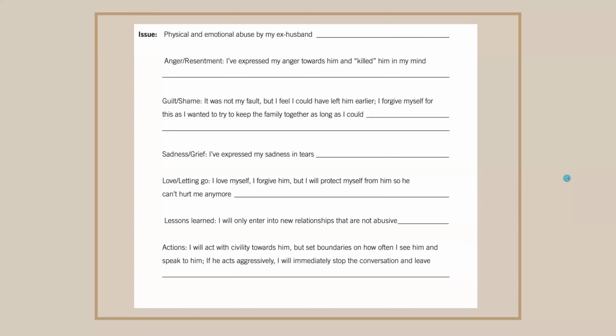Okay, so there's the meditations that you'll do, and then this is the writing part. And here are the examples because there's space to do each of these exercises for many different situations from your past. Okay, so the issue in this example is physical and emotional abuse by the ex-husband. So what would the anger or resentment feel? I expressed my anger towards him and killed him in my mind.